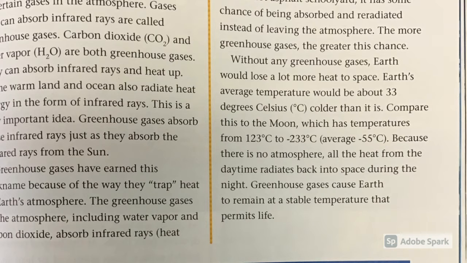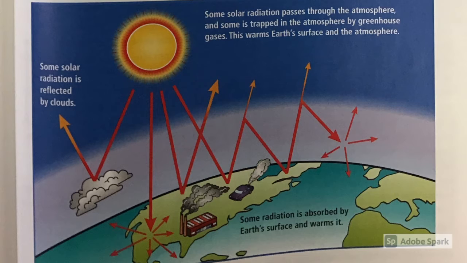Compare this to the moon, which has an average temperature from 120 degrees Celsius to negative 233 degrees Celsius. Because there is no atmosphere at all, the heat in the daytime radiates back into space during night. Greenhouse gases cause the Earth to remain at a stable temperature that permits life. Some solar radiation passes through the atmosphere and some gets trapped in the atmosphere by greenhouse gases. This warms the Earth's surface and the atmosphere.